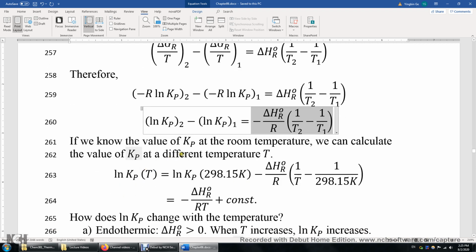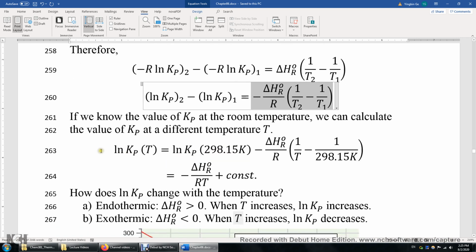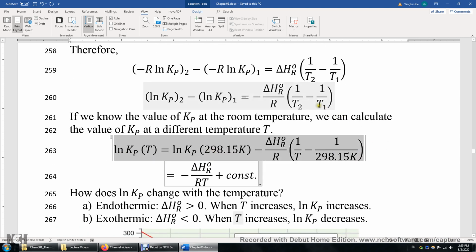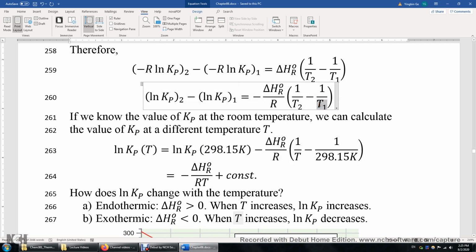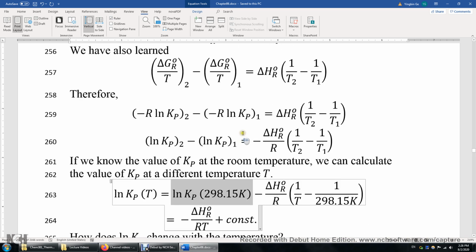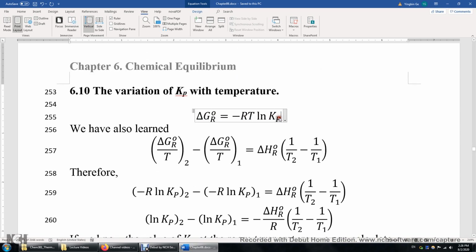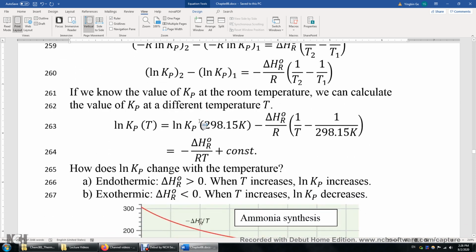If we know the Kp at room temperature, we can calculate Kp at a different temperature using this equation. Why? Because we simply replace this T1 with the room temperature and this Kp with the Kp at room temperature. And usually this is available to us. If not, we can just look up the Gibbs energy of formation of the products and reactants. And then we calculate the Gibbs energy of reaction under the standard state. And then we can use this nice simple equation to compute this K sub P at room temperature. And then we plug it in here.